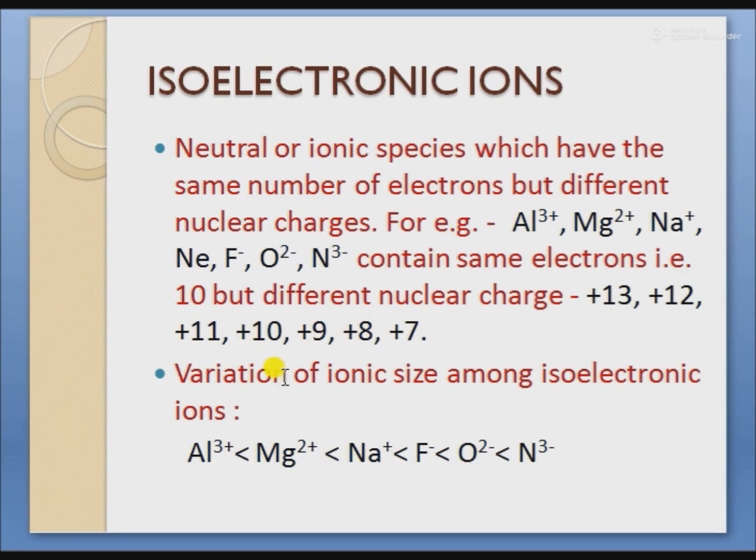Next is the variation of ionic size among the isoelectronic ions. As the charge on the atom decreases, the ionic size increases. It means from Al3+ to N3-, the ionic size increases due to the decrease in the charge on the atom.